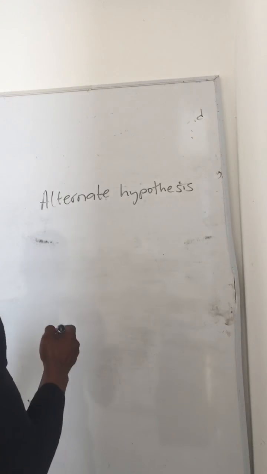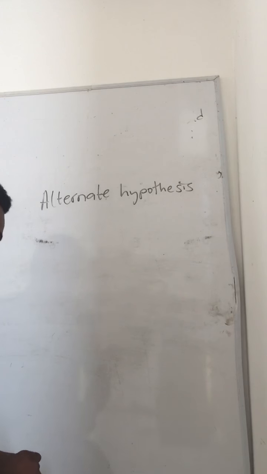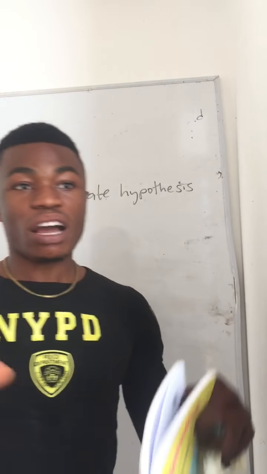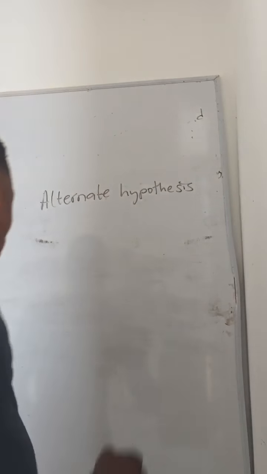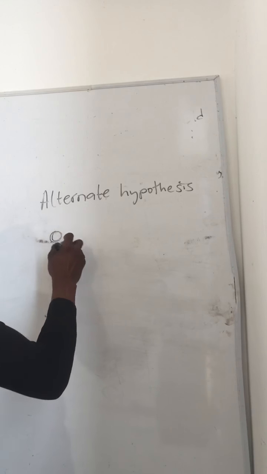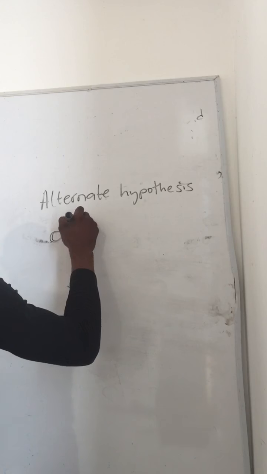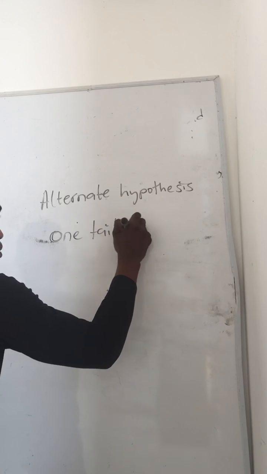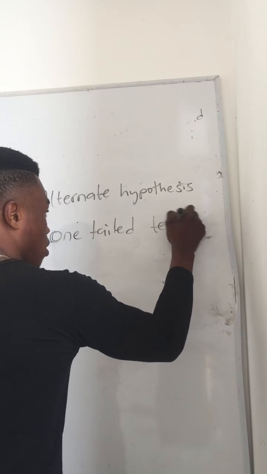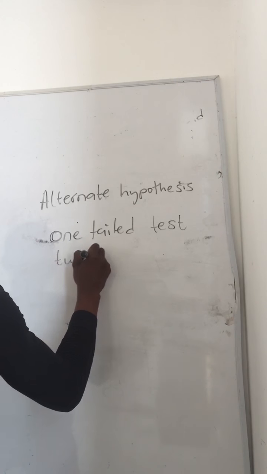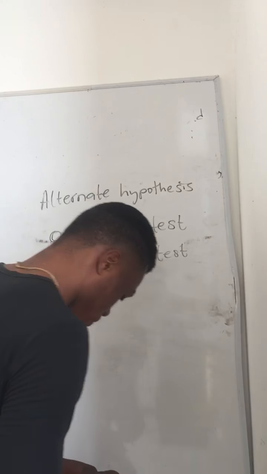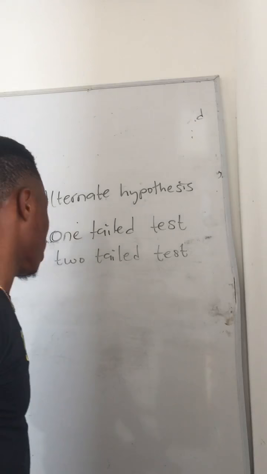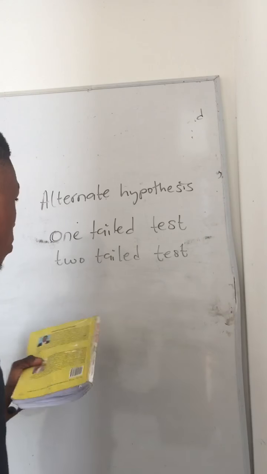Alright, so now under the alternate hypothesis, you have different kinds of tests. When you are having a hypothesis problem and you are trying to test a claim, you have different kinds of tests to use. We have the one-tailed test, and we also have the two-tailed test. So conducting the test can either be a one-tailed test or a two-tailed test.